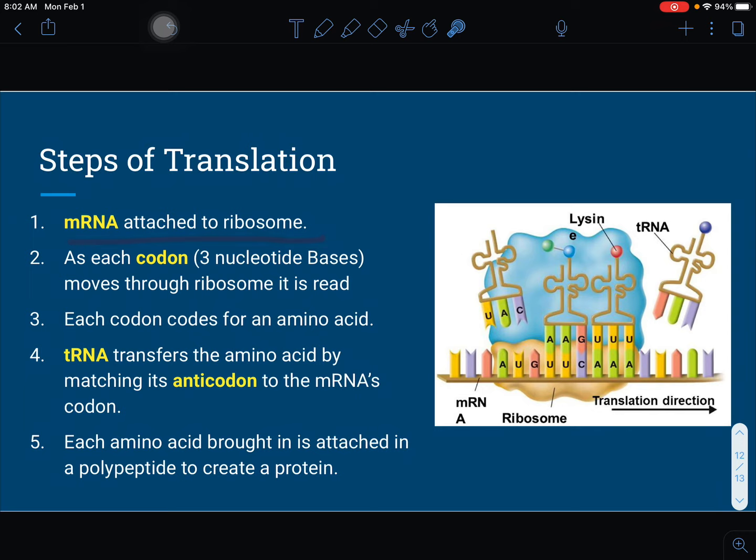So, steps of translation. The mRNA attaches to a ribosome. Protein synthesis occurs on ribosomes. That's the function of a ribosome, to make proteins. We look at three nucleotides at a time, and we need a start codon. Each codon codes for an amino acid. If these are called codons, the complement is called an anticodon. The opposite of a codon is an anticodon.